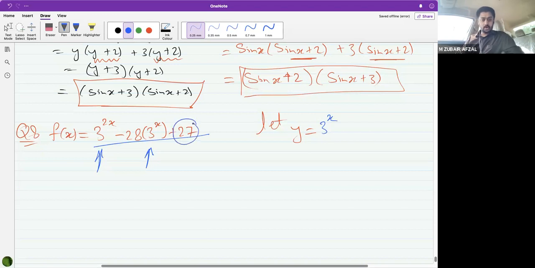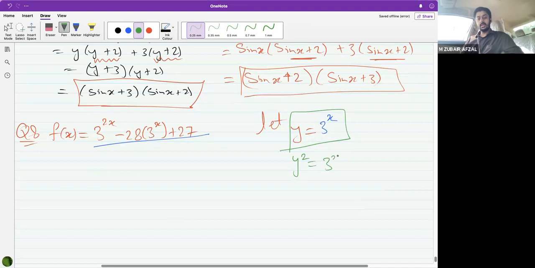Because these are normal two numbers in a very normal state, and that is 3 raised to power x, which is unknown. So just for my writing ease, I'm writing let y is equal to 3 power x. This is indices, Chapter 1. y is equal to 3 raised to power x. If I say y square, so y square would be 3 power 2x. Simplifying it, may I write it as this? Having said that, I can say y square minus 28y plus 27.